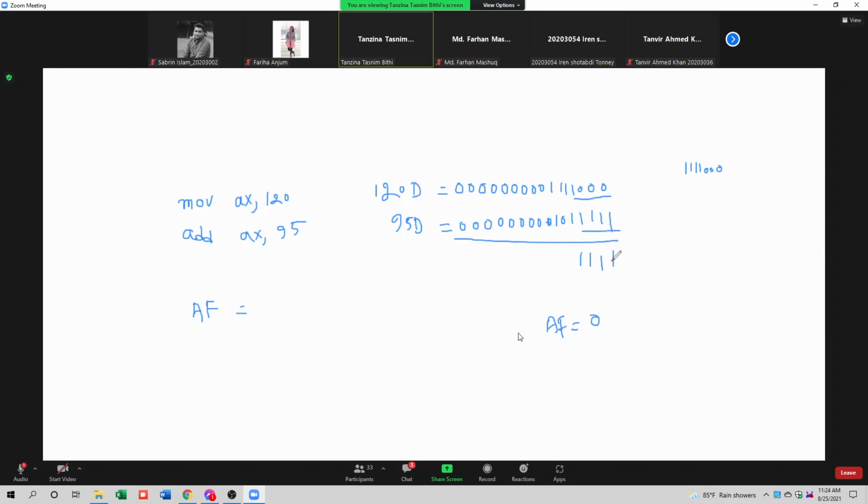0 plus 1 equals 1. 0 plus 1 equals 1. 0 plus 1 equals 1. Okay, this is 1. Sorry. So 1 plus 1 equals 0. Now there is a carry. Very good. So it will be 1.